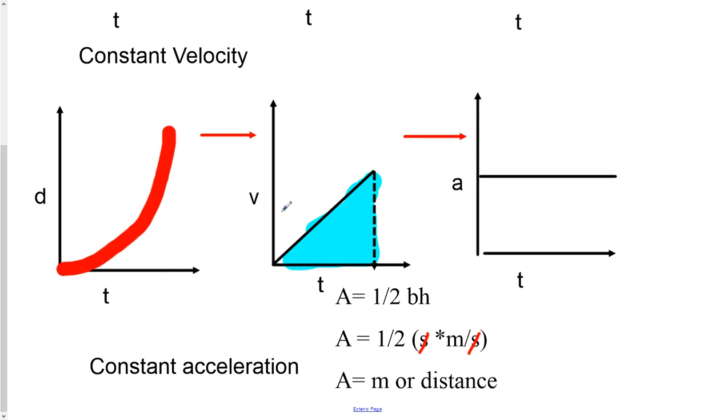Now the area under our curve is going to mean something. The area under the velocity time graph, in this case, is a triangle. So to remind you, it's half the base times the height. And then we just do the units. The base is measured in seconds. The height is measured in meters per second. Cross out the seconds, and I'd have meters left for distance. So the area of a velocity time graph would be distance.